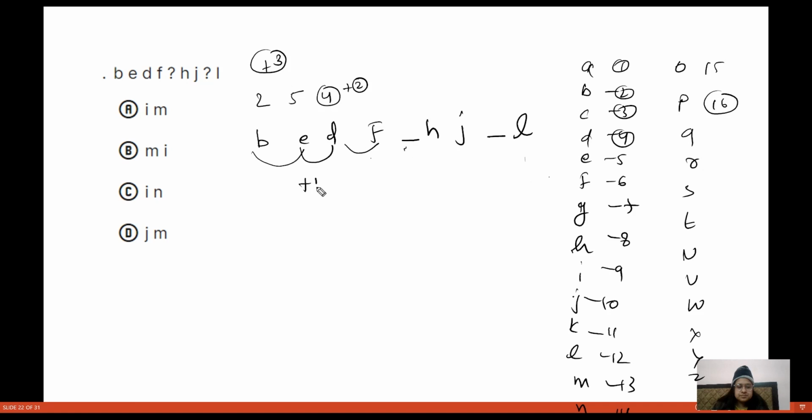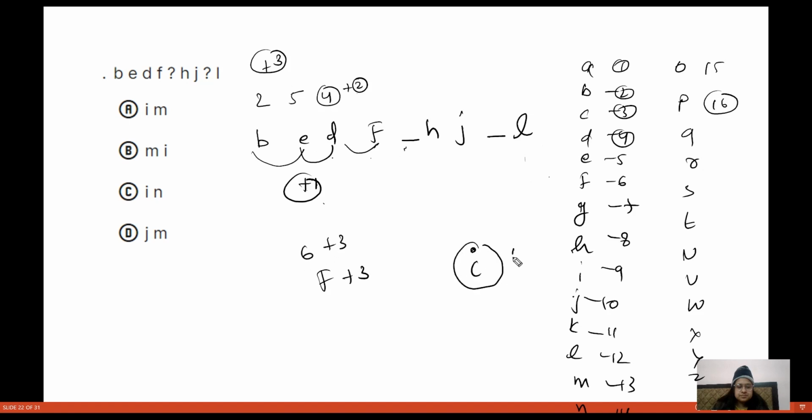ED, there is a difference of 1. Fine. Now, if we do this here, we get 3, then 1, then 2. Between these two we are getting plus 3, between these two plus 1, and between these two plus 2. So if I follow this sequence, F plus 3: F is 6, 6 plus 3 is 9, which is I.